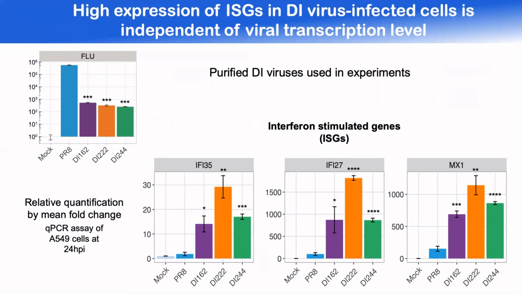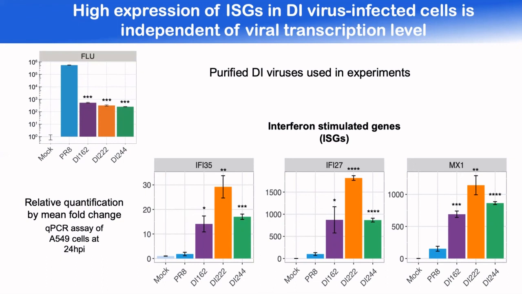So when you do that, you see that your wild type replicates very well at a high level. The DI is not at such a high level, which you would expect. But then when you look at the host response or the cell response to these, you see that there's a low response to the actual wild type virus for these ISGs, but there's a very high response for our DIs. So these DIs are really triggering the ISGs, and it actually has nothing to do with how many of these DIs are there. They have a very strong stimulatory effect.